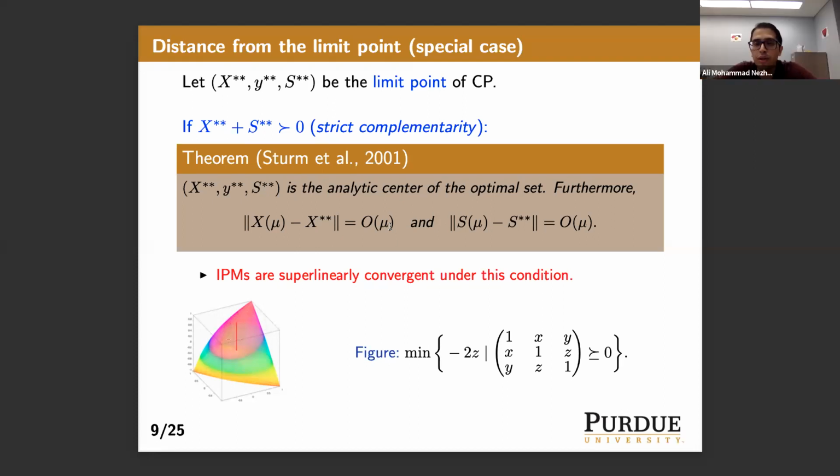So no, it doesn't play anything in my derivation. So again, there is a good bound in the literature when the strict complementarity holds, but my derivation doesn't care about the strict complementarity or anything like this.